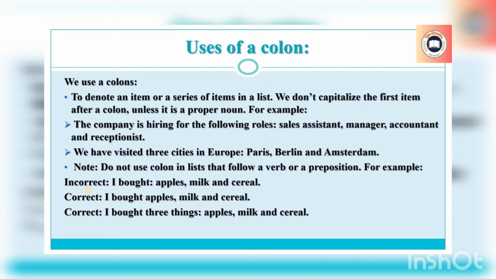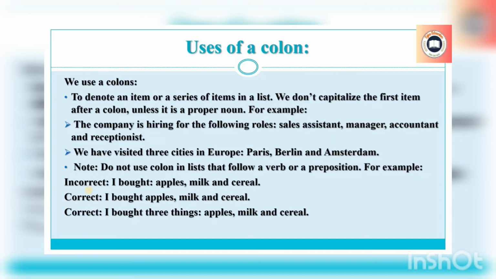Now here you will see that apples, milk, and cereal are a list. However, we will not use a colon after the word bought before we start this list, because the word bought is a verb. The correct way to say the sentence is either to simply say I bought apples, milk, and cereal without any other punctuation marks, or if we want to use a colon, we would have to rephrase the sentence a bit and say I bought 3 things: apples, milk, cereal.